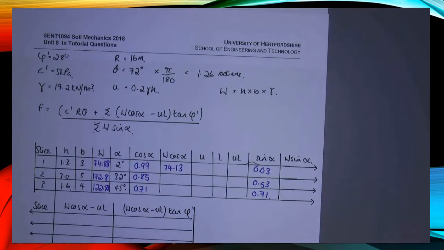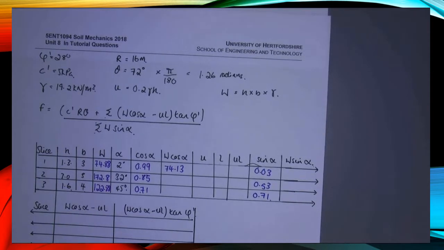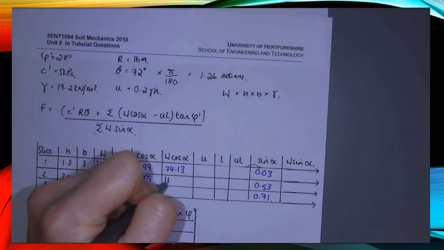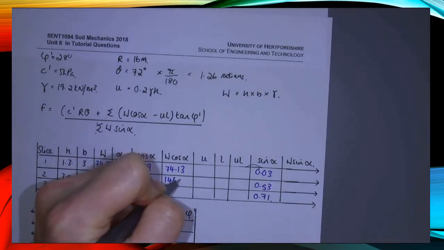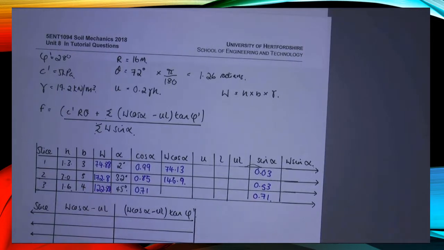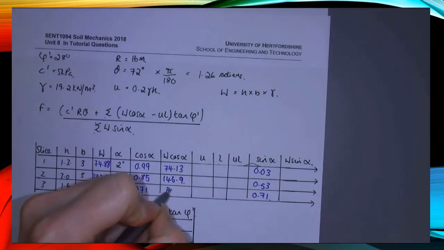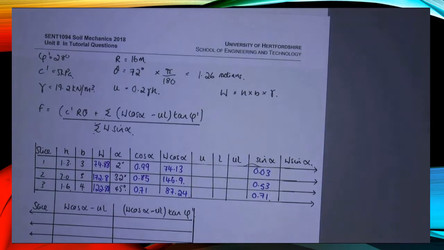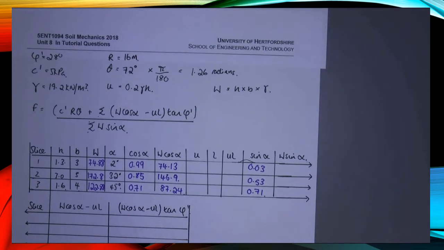0.85 times the respective W of that slice, 172.8, gives us 46.9. Then we have 0.71 times 122.88, which gives us 87.24. At the same time we can work out W sin alpha.